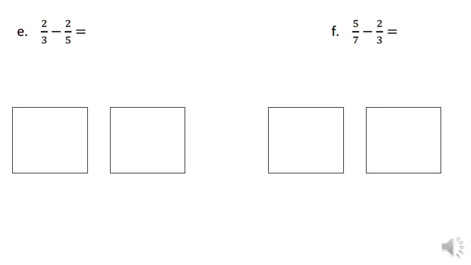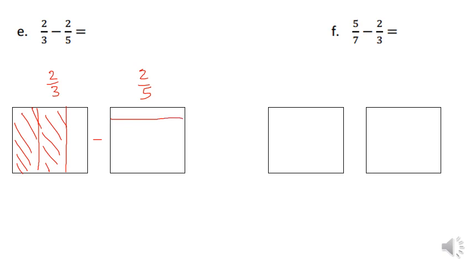E, we're taking 2/3 and we're subtracting 2/5. So we're going to split this first model up into thirds, and we are shading 2 out of the 3. Second, we're going to go horizontally, we're going to do fifths, and we're shading 2 out of the 5. Now we're going to combine our fifths with our thirds.